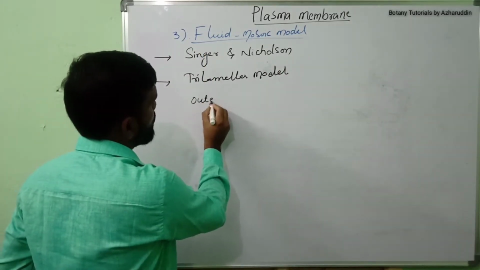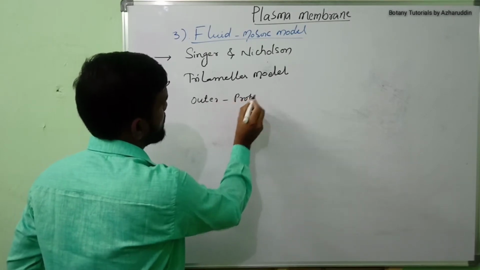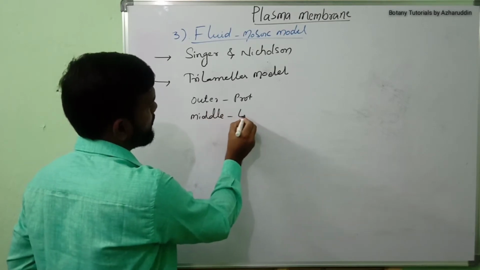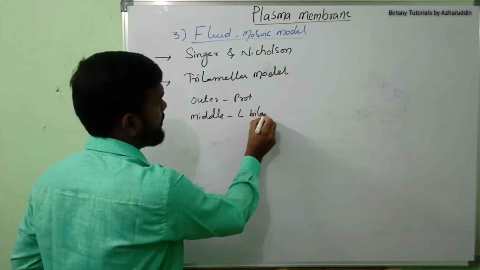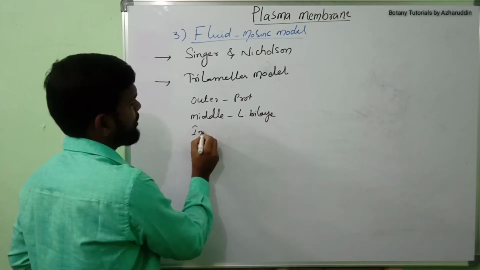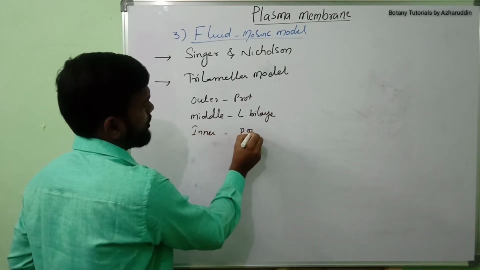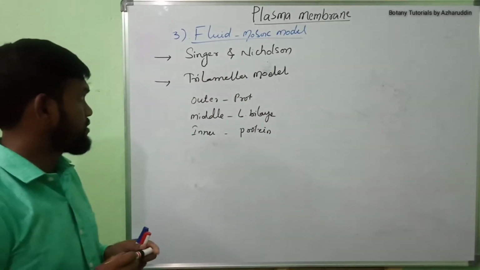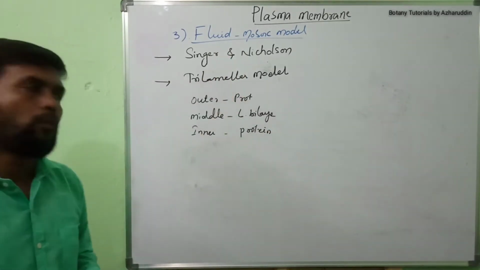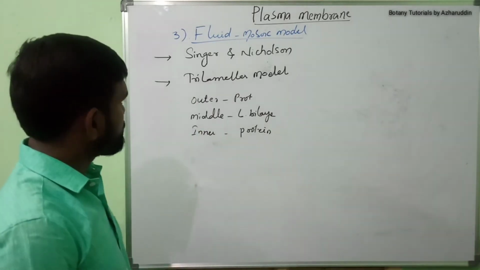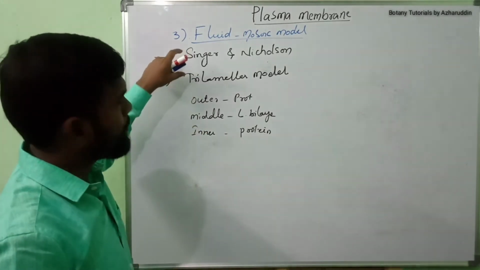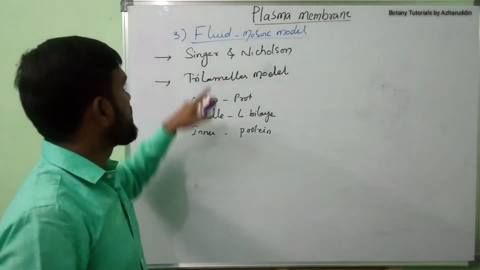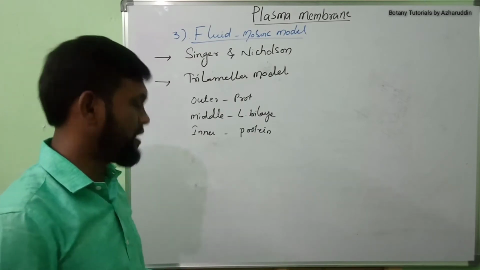Outer protein, next the middle lipid bilayer, and inner protein layer. These three layers are present in the structure of the plasma membrane, so it is called the trilamellar model. Based on their interpretation and views, let us draw the structure of the plasma membrane.